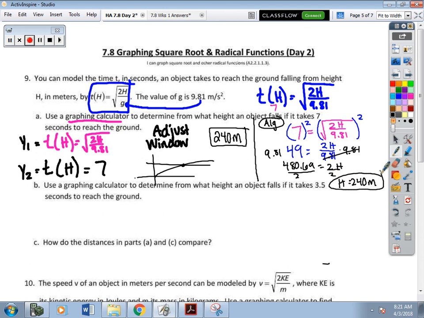So a lot of you may prefer to do it this way because there's a lot of button pressing involved, but I do like you to know how to do it both ways.